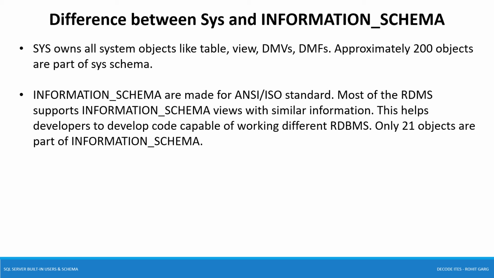Most RDBMSs support information schema views with similar information. This helps developers to develop code capable of working on different RDBMSs. Opposite to sys, information schema supports only 21 objects. So the primary difference between sys and information schema is that in other RDBMSs, you will not find the sys schema and objects under the sys schema because they are restricted to SQL Server only, whereas objects under information schema will be similar to other RDBMSs and it helps developers to develop code which can be generic to all RDBMSs.